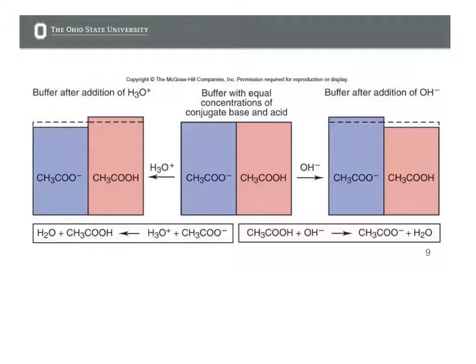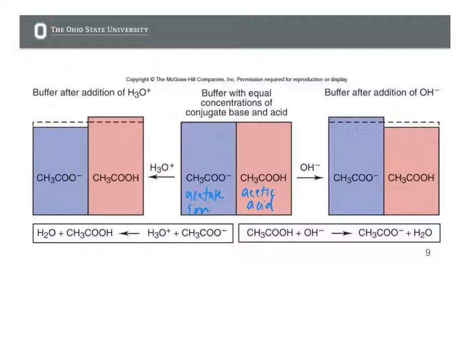So let's look at this in terms of concentration. We've got a buffer here that's going to contain acetic acid and acetate ion, probably in the form of sodium acetate. The weak acid is pink, the weak base is blue.